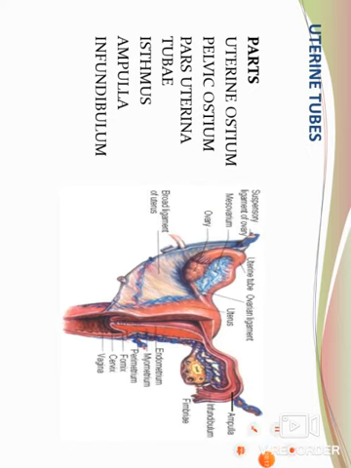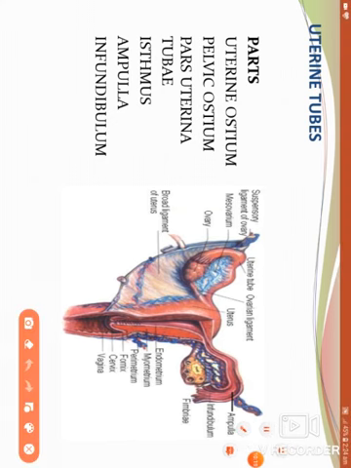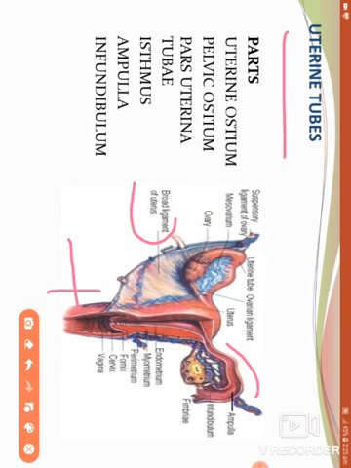Next, here you can see the fallopian tube or the uterine tubes. Here also you can see the broad ligament, this is the posterior view. See the uterus, this is the vagina, fallopian tube, and this is the ovary.